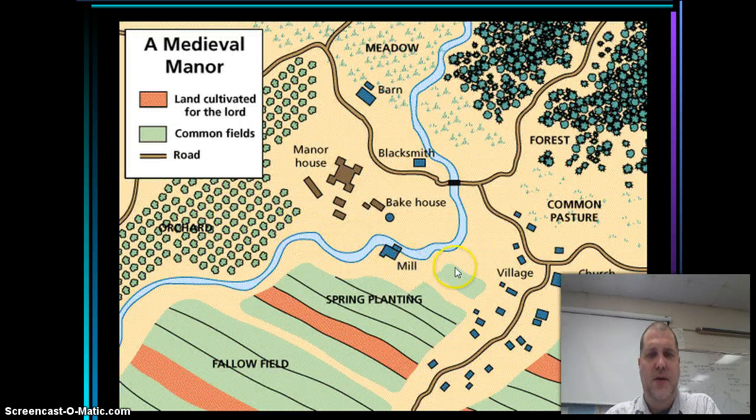The medieval manor is going to be your breakdown of the way everything looked. So you really and truly have everything there: your village, your mill, your blacksmith, your barn, your manor house, orchard, forest, and your fields that you're going to plant on. Everything happens within this certain area. You don't need to leave anywhere. Even your priest is right there and just keeps it right there for you.